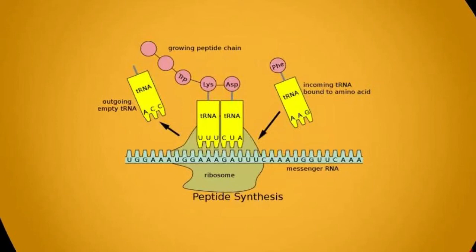So let's go over translation step by step. Firstly, mRNA attaches to a ribosome. So we already know that. So the mRNA, which has been transcribed in the previous process we just explained, and exits the nucleus via the nuclear pore and attaches to a ribosome. So the transfer RNA is going to attach itself to the mRNA by complementary base pairing.